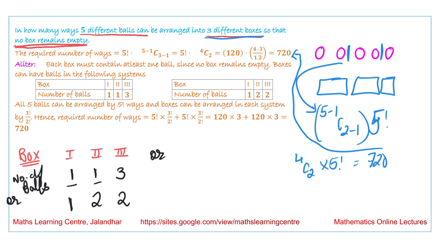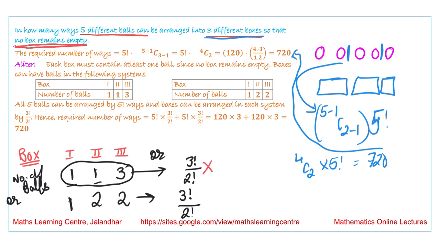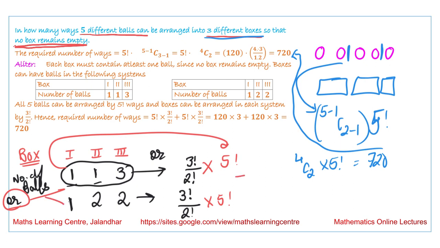If we look at this condition, we have 3 objects and 2 of them are the same. The number of ways of arranging 3 objects, 2 of which are the same, is 3. Now these balls can be arranged in 5 factorial ways. So either this thing can happen or this thing can happen, so we have to add both these values. The answer is 120 into 3 plus 120 into 3. So the final answer again we obtain is 720.